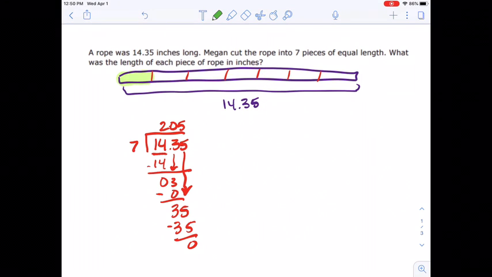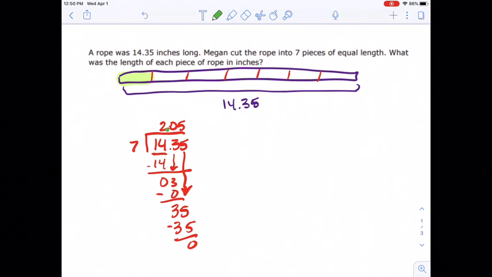Now here's where I need to make sure I put my decimal in the right place. I would like to think for just a second about some estimation with this. This rope is approximately 14 inches long. And if I divided up a rope that was about 14 inches long into 7 pieces, 14 divided by 7 is 2. So I know that my answer should be somewhere very close to 2. That will help me know where to put my decimal. So thinking about that, my decimal should go right here between the 2 and the 0.